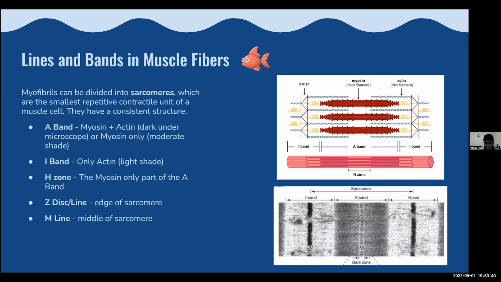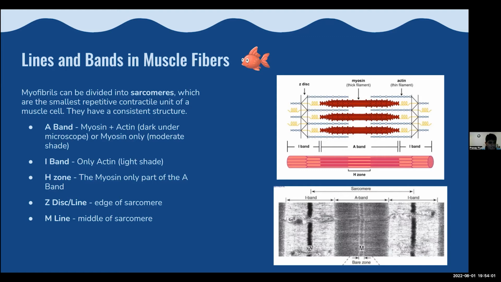So smallest, basically what you can see in the top image. If you look at that Z disc, the distance between each Z disc is basically a sarcomere, okay? A sarcomere is the smallest distance between two Z discs.